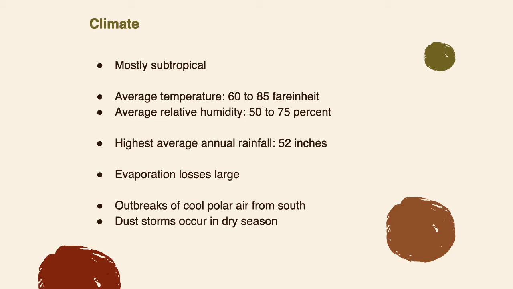Evaporation losses in the Gran Chaco are large, and this reduces effective precipitation, which is what makes the Chaco arid. Outbreaks of cool polar air from the south bring thunderstorms and strong winds, typically in the spring, and dust storms occur in the dry season.